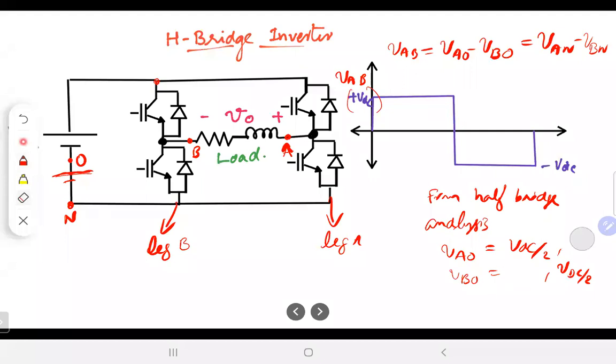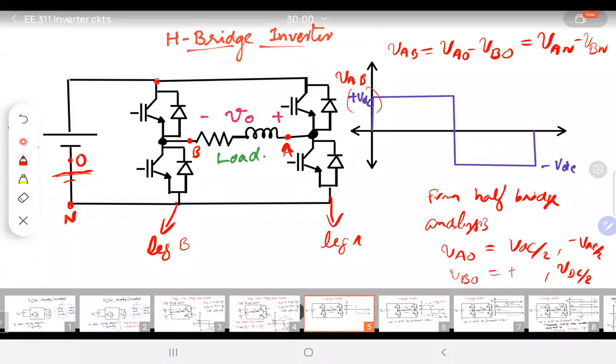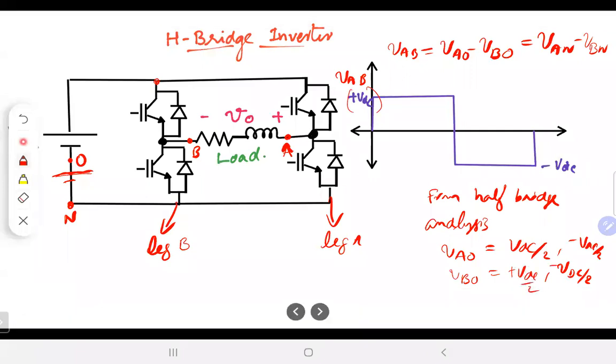Sorry, it's not 0, it's minus VDC by 2, and here it's going to be plus VDC by 2, minus VDC by 2. Now the combination could be anything. Suppose I choose these as S1, S2, S3 and S4, then I choose S1 and S4, I get plus VDC. I use S3 and S2, I get minus VDC across the load, and therefore I get plus VDC minus VDC in total.